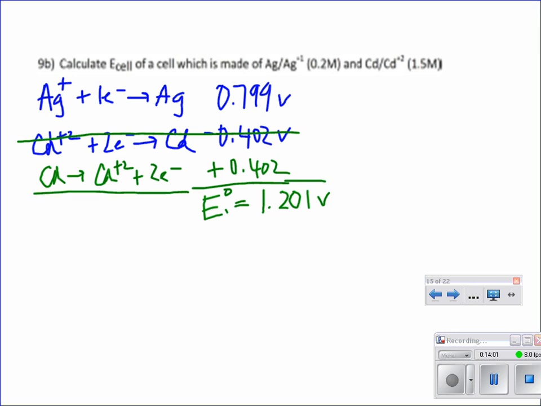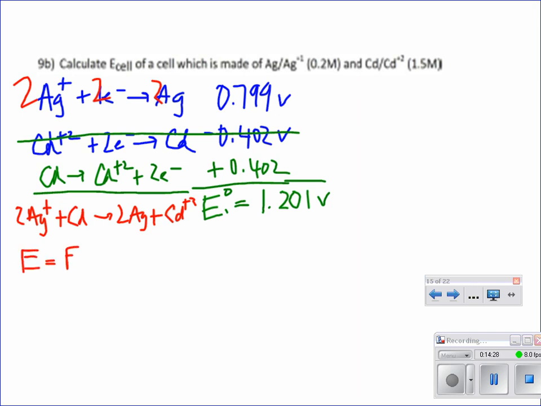Knowing what's coming, that we have to use the Nernst equation, I've got to get a balanced equation. So to do that, what's going to be my common factor? 2, so I'm going to have to multiply this top one by 2, and I get 2 Ag plus plus Cd gives you 2 Ag plus Cd plus 2.